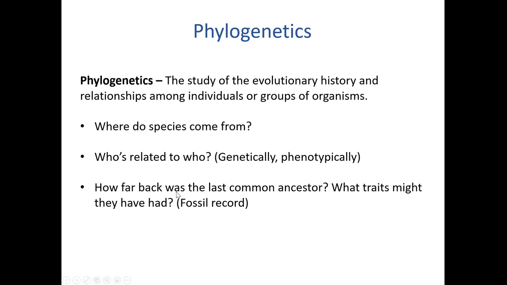Phylogenetics can also ask how far back in history the last common ancestor was, and what traits they might have had. One way we can use this is genetics, and another is that we can look at the fossil record. Sometimes we'll dig up specimens that are clearly a last common ancestor between two species, or a link along that evolutionary trail.